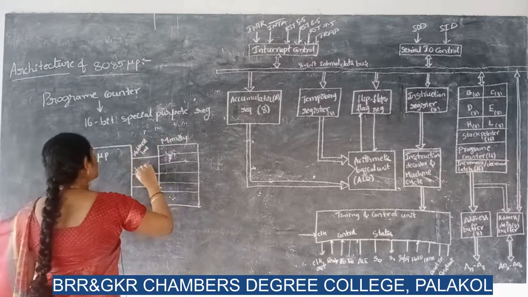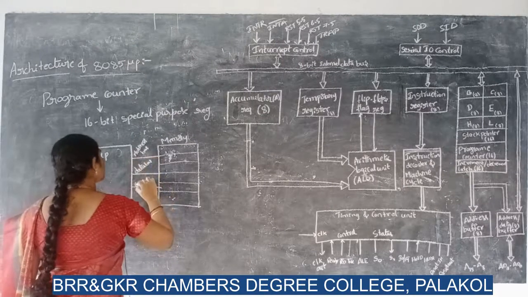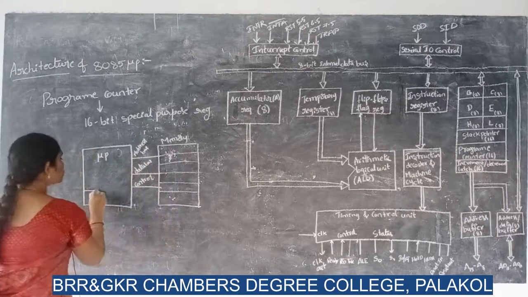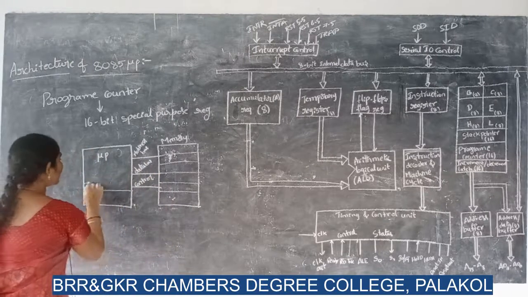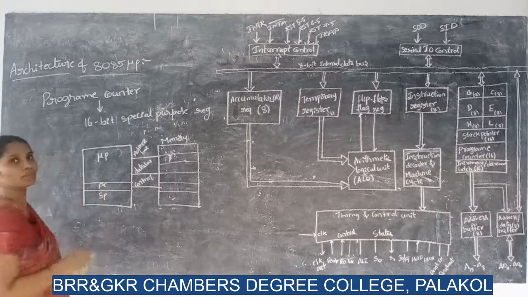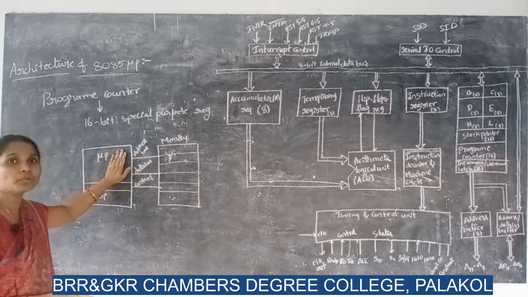Okay, so data bus and control bus. The program counter will be there in the microprocessor, and the stack pointer. These are the two. So what is the major operation of this microprocessor?